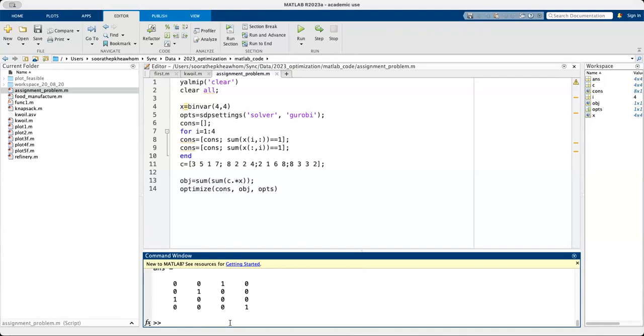So what is the sum of C star x? C is a matrix, x is a matrix. If you use C star x, it means matrix multiplication. However, in our case, we multiply element by element, element-wise multiplication, so it should be dot star. And then we sum by row and column.